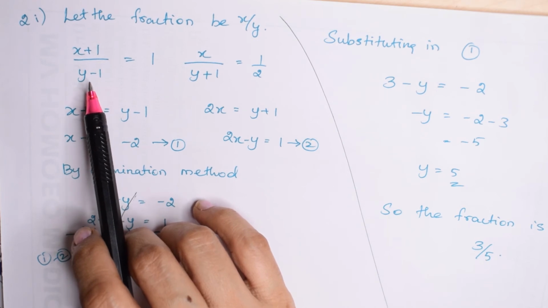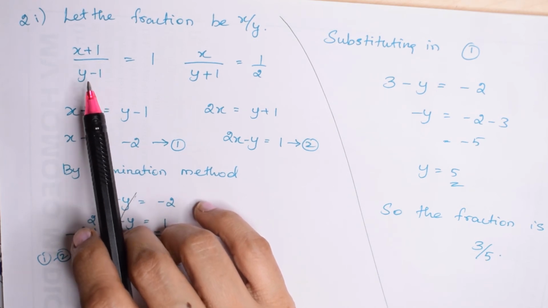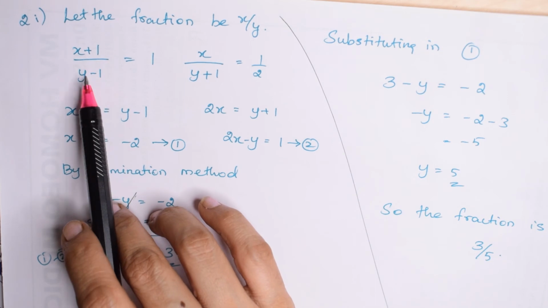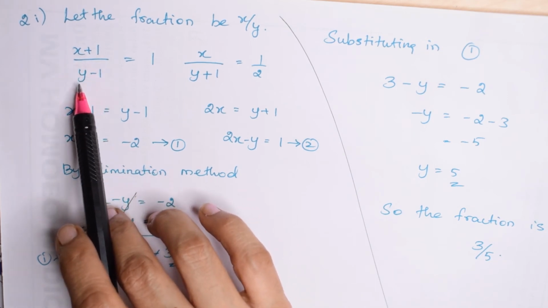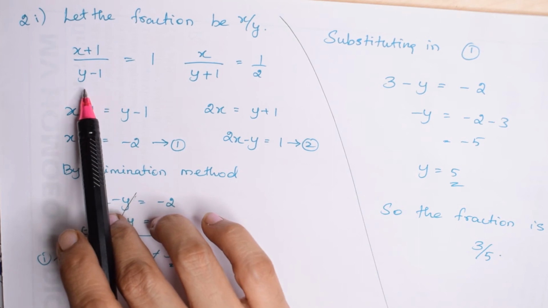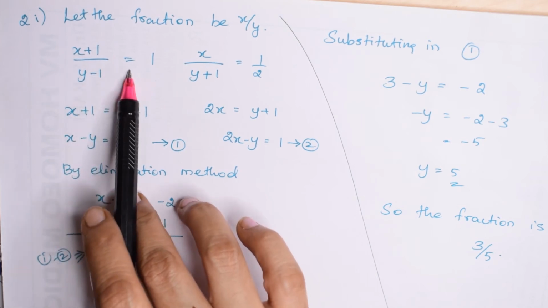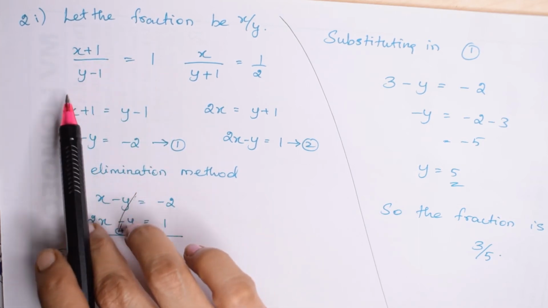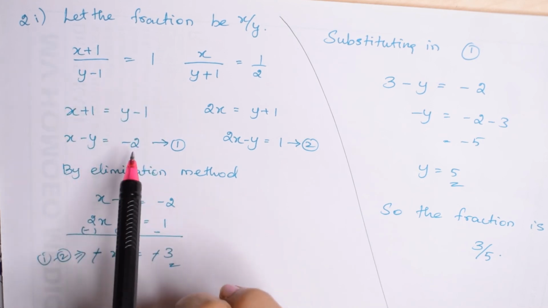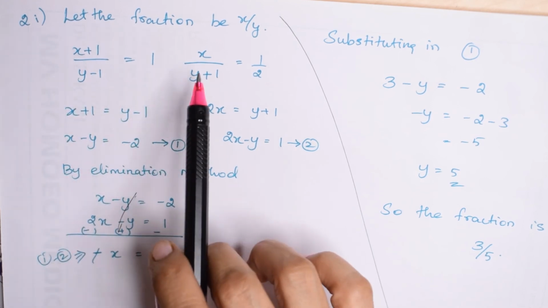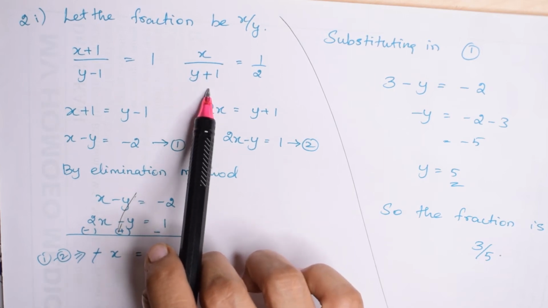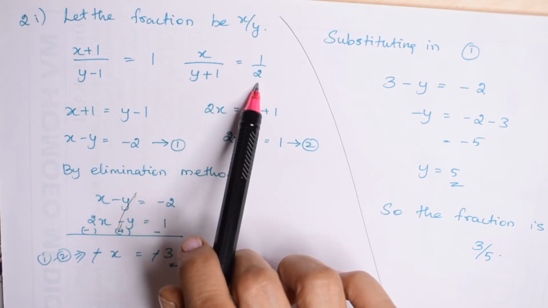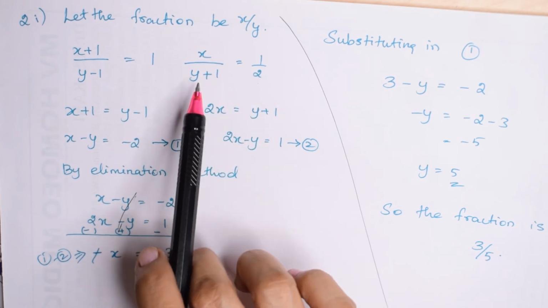This is how we make the equation now. The first statement said that we have to add 1 to the numerator. So I am adding 1 to the numerator and subtracting 1 from the denominator, so this is equal to 1. This makes the first equation. I have to simplify it. And the second statement said I have to add 1 to the denominator alone. So when I add 1 to the denominator, it is equal to 1 by 2. Then again I will simplify this.